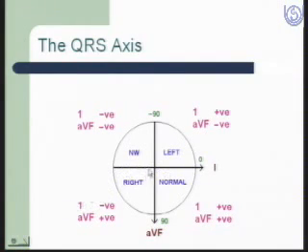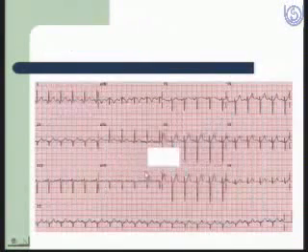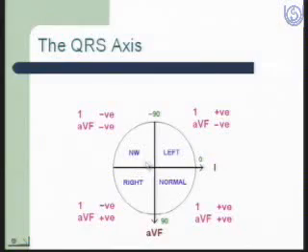If lead 1 shows a predominantly negative QRS, because negative is in this direction, it will be going away from this. So if lead 1 shows a predominantly negative QRS complex and AVF shows positive, that means the axis will be lying in this quadrant, and it will be known as right axis deviation. Suppose lead 1 and AVF both have negative QRS complexes, then the axis will lie in this quadrant, and it will be a northwest axis or indeterminate axis. So this is the way one can calculate the QRS axis.